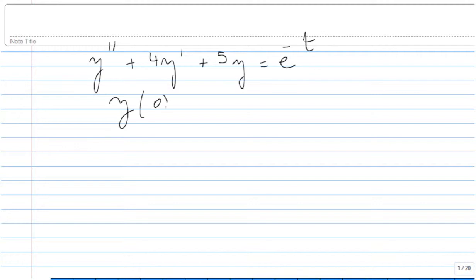So in this problem, we are asked to solve a second order differential equation with constant coefficients, non-homogeneous. Sorry, e to the minus t, under the initial conditions y of 0 equals 0 and y prime of 0 equals 0.